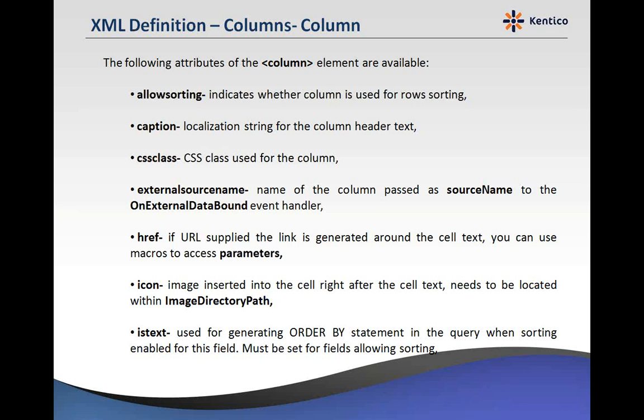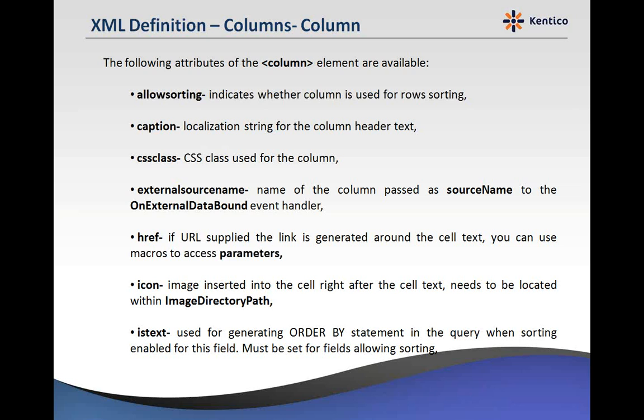Then we have an external source name attribute. The external source name, again, as in the previous case, is the name of the column passed as the source name parameter for the on-external data-bound event handler. It's used for implementing custom functionality in the cells of the given column. I will show you how to do that.